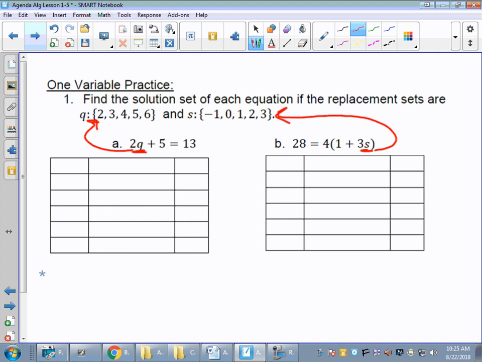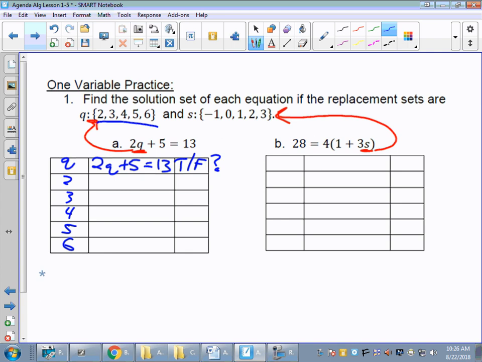I know you guys probably know how to solve equations, but this is what we're going to do, and we'll roll along with it. In this table, this is going to be my Q column. Over here on the right is going to be whether it's true or false. So you're going to tell me, is it true or is it false? In the middle is where we're going to put our equation, 2Q plus 5 equals 13. And on the left-hand side, I'll fill in all the numbers from the solution set: 2, 3, 4, 5, and 6.